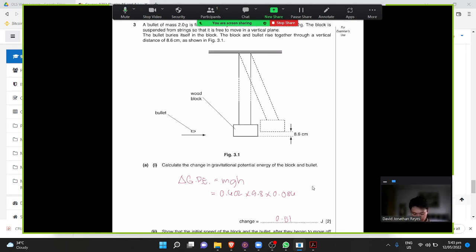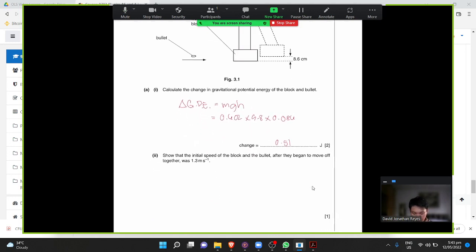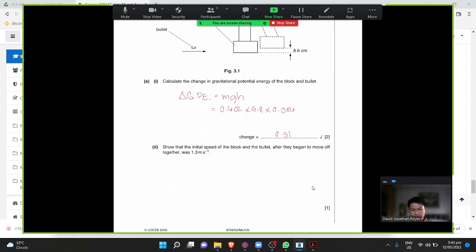8.6 centimeters. Now, here we want to prove that the initial speed of the block and the bullet after they begin to move off together was 1.3 meters per second. Now, problems like this that only deal with mass and GPE, usually what we do is we work together the GPE and KE. So what I do here is I'm going to lead with GPE gain equals KE loss.